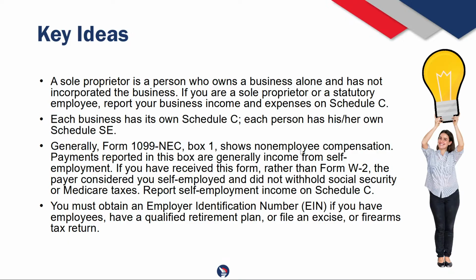A sole proprietor is a person who owns a business and has not incorporated the business. If you're a sole proprietor or statutory employee, report your business income and expenses on Schedule C. Each business has its own Schedule C. Each person has her own Schedule SE. Generally, Form 1099-NEC Box 1 shows nonemployee compensation that was paid to the person. If you have received this form rather than a W-2, you're considered to have been self-employed, and Social Security was not withheld, neither was Medicare tax. You need to do self-employment income, figure your Schedule C, figure your Schedule SE so you can get that taken care of.